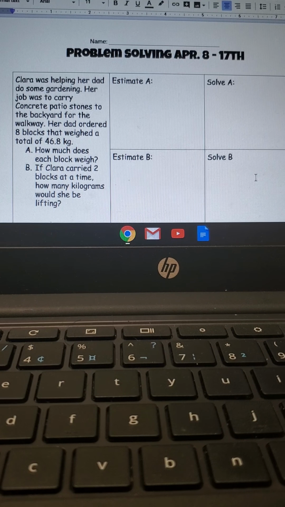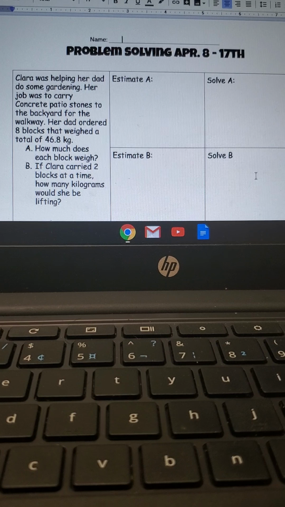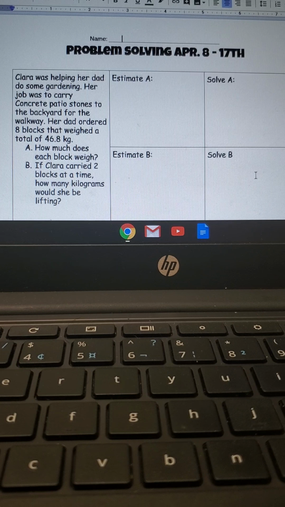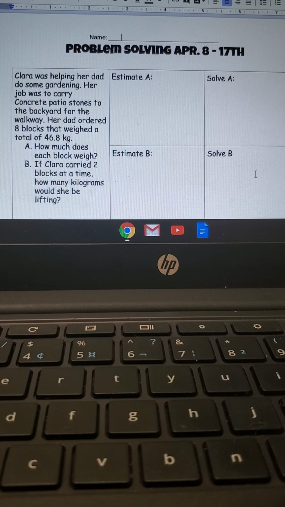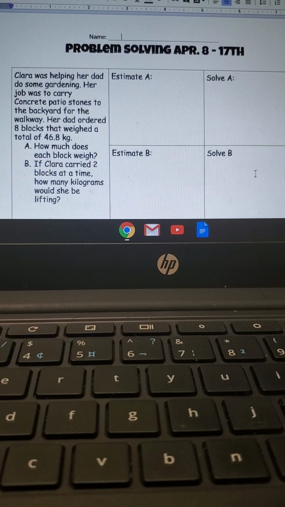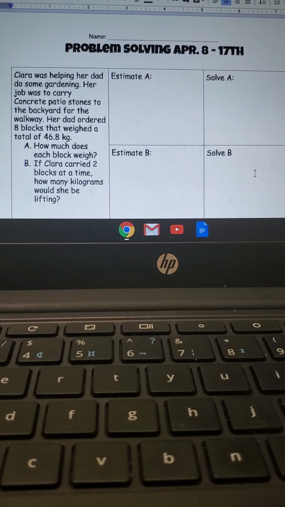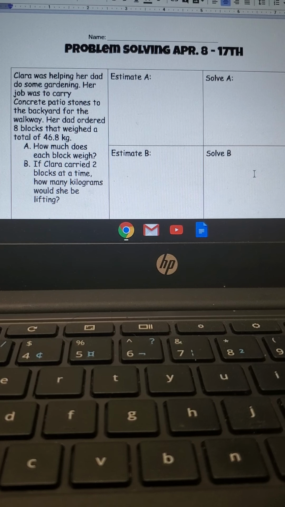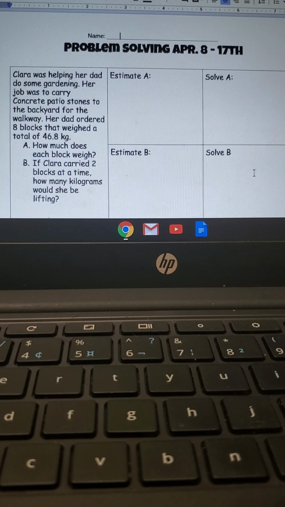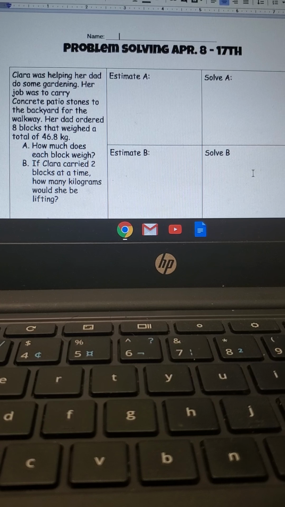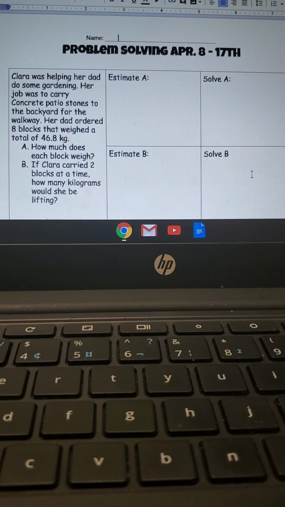So here is problem number 1 for the math this week. The problem says Claire was helping her dad do some gardening. Her job was to carry concrete patio stones to the backyard for the walkway. Her dad ordered 8 blocks that weighed a total of 46 and 8/10 of a kilogram. It's a two-part question. A, how much does each block weigh? And B, if Claire carried 2 blocks at a time, how many kilograms would she be lifting?